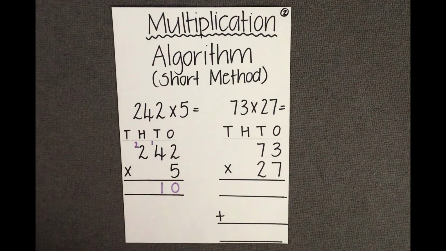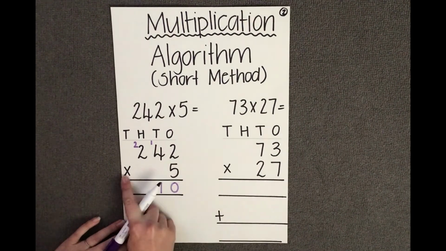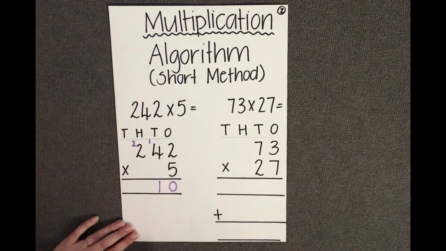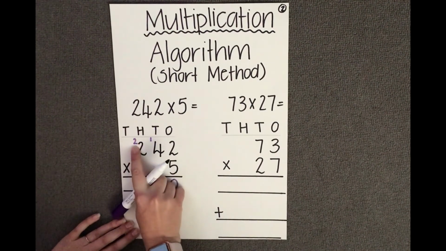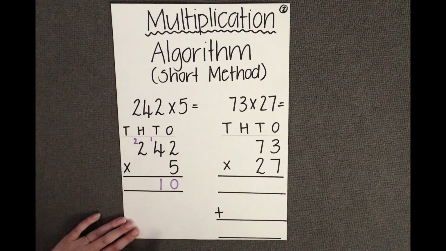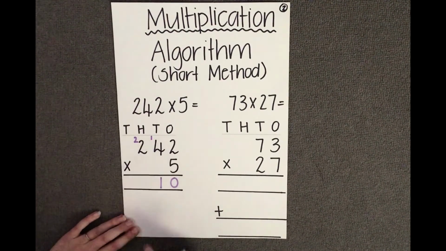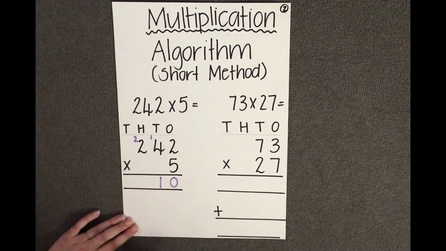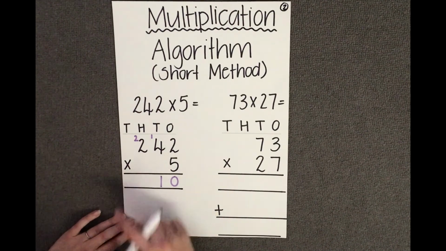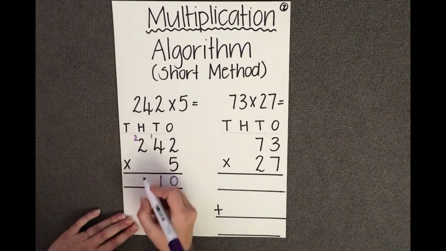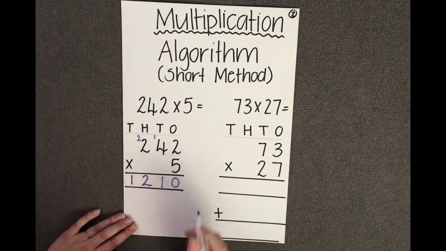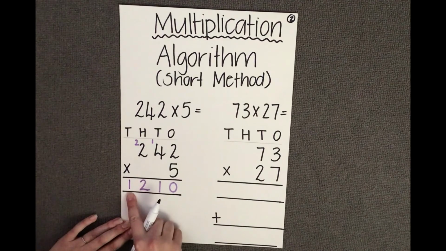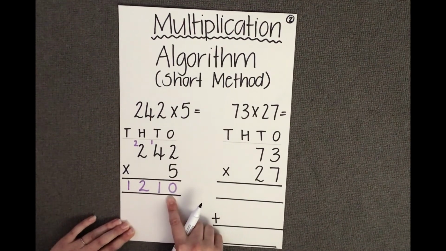Next, we can multiply our hundreds. So we're going to do 5 times 200, which gives you 1000. Now remember, we have to add on our carried 200s. So we have 1000, add our 200s gives us 1200. Because we are not multiplying anything in the thousands column, we can just write this in our answer. So we have 1200, which is 200 and 1000. Therefore, our answer to 242 times 5 is 1210.